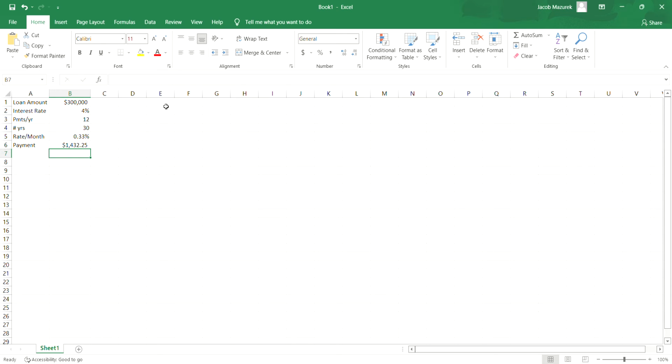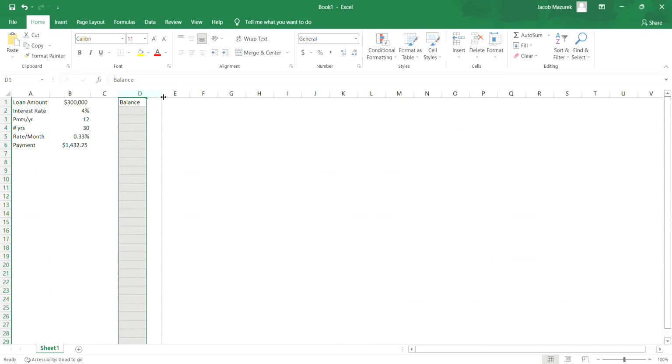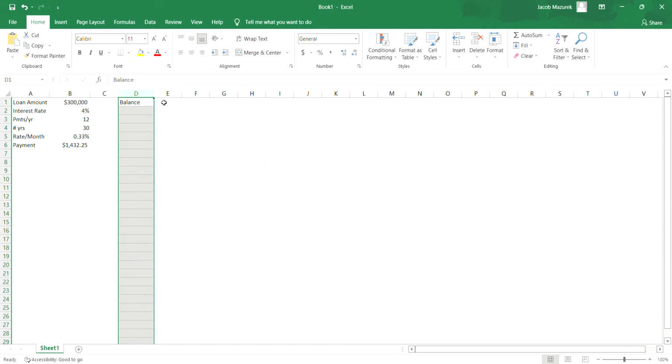So now let's do the actual amortization schedule. First we want to know what is the balance. What's the balance of the loan? It's going to be kind of wide. Next we need to know what is the interest payment. So let me explain that.